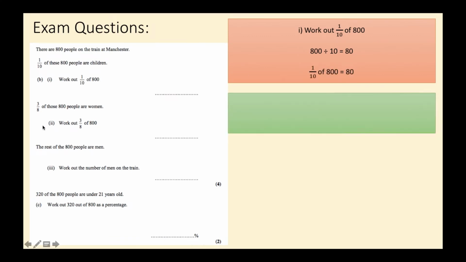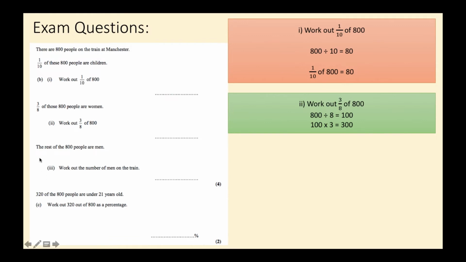The second one says 3/8 of those 800 people are women. Work out 3/8 of 800. Again, you should be a whiz at this right now. So 800, we need to divide that by 8 because it's on the bottom, giving us 100. And then we're going to do 100 times the number on the top, which is 3, giving 300. So our answer for the second part is 300.